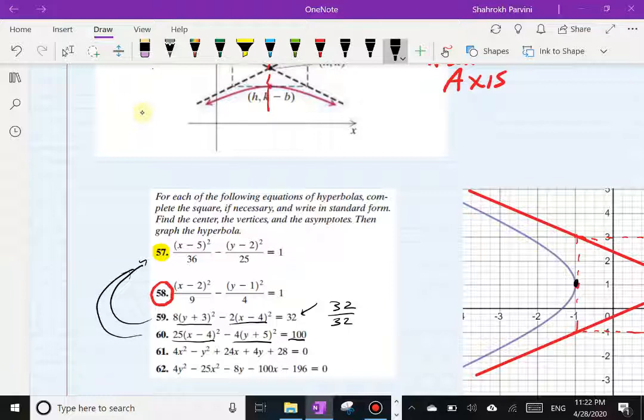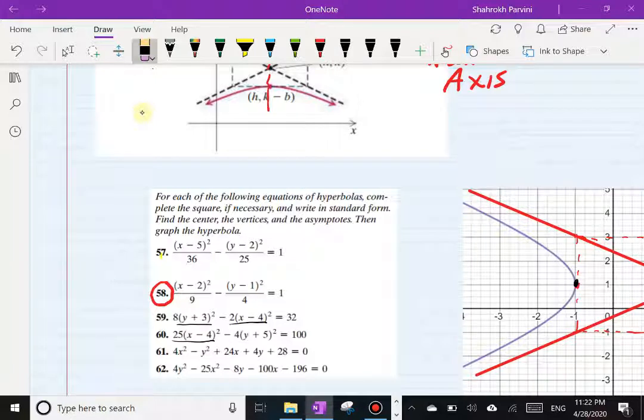Now you've got to be careful in number 59 because we start with y. So number 59, these are going to be vertical hyperbolas. Number 60 is going to be horizontal because it starts with x. And these other ones, don't worry about. You can work these by completing the square method if you choose to, if you just want to practice with those. But let me do one just like number 58 here.